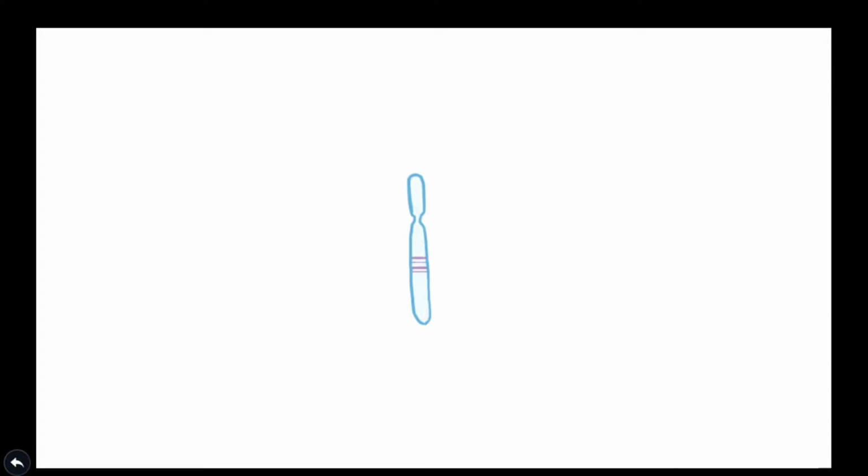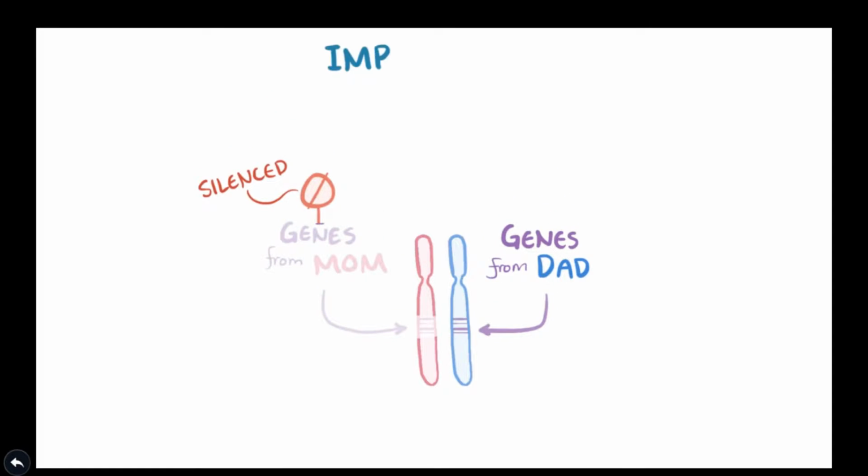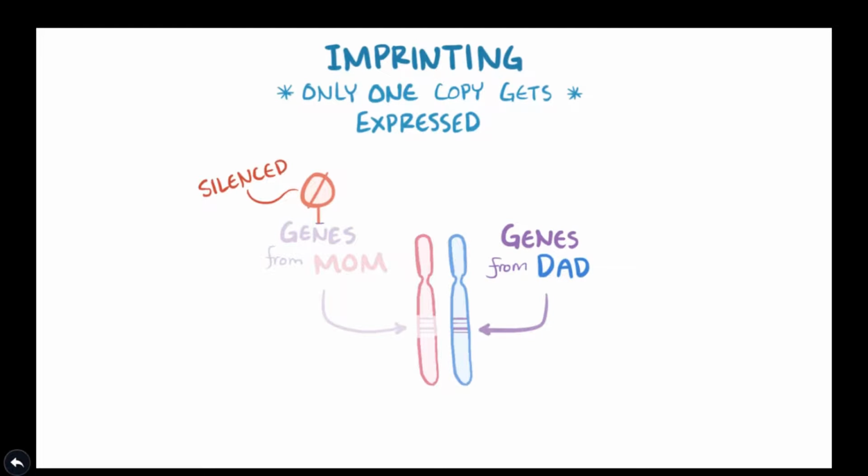Now, normally the copies of the genes contributed by the mother, or maternally derived genes, to this region are silenced or turned off, and only the genes from dad, or paternally derived genes, get expressed. This special genetic process is called imprinting, where only one copy of the gene gets expressed, not both. And this differs from most genes in the genome, where both the maternal and the paternal copies are expressed. So those maternal copies are imprinted and therefore silenced.